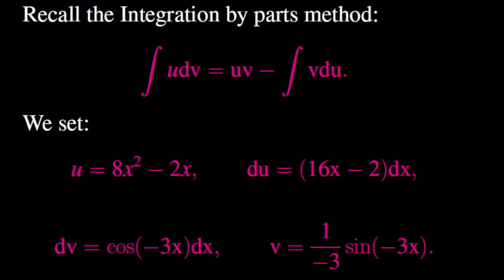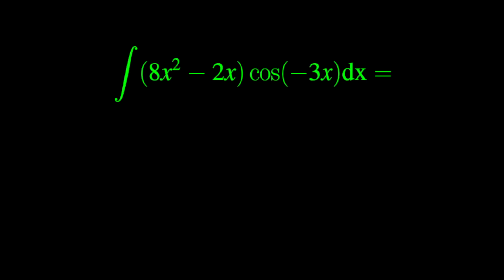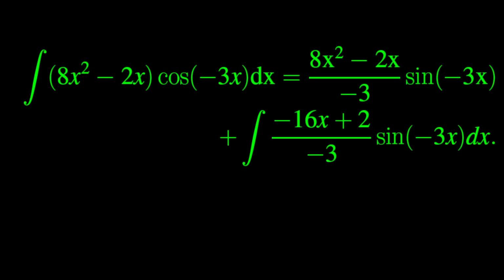And dv equals cosine of minus 3x dx, and v equals 1 over minus 3 times sine of minus 3x. Finally, the integral of 8x squared minus 2x times cosine of minus 3x dx is equal to 8x squared minus 2x over minus 3 times sine of minus 3x, plus the integral of minus 16x plus 2 over minus 3 times sine of minus 3x dx.